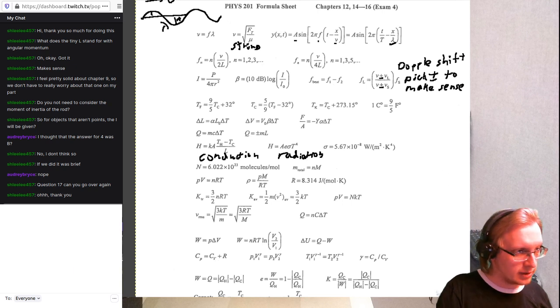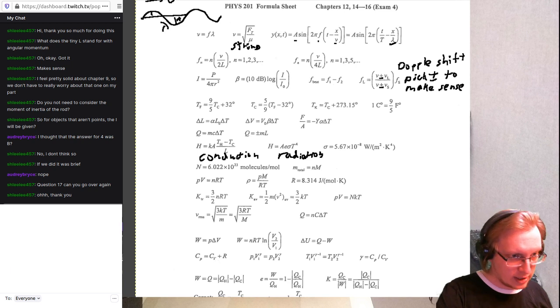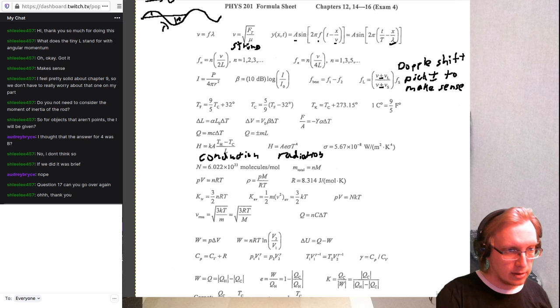What else have we gotten to? Let me double check to see if I haven't gone past some. Let me check the syllabus one more time. So heat expansion, heat transfer, heat. I think that looks like about it. Yeah, that looks like about it for this exam here. So we'll see if we can keep to that.